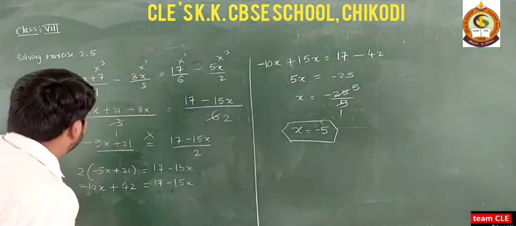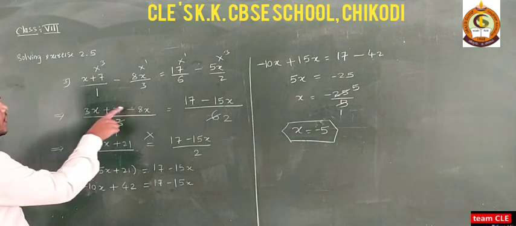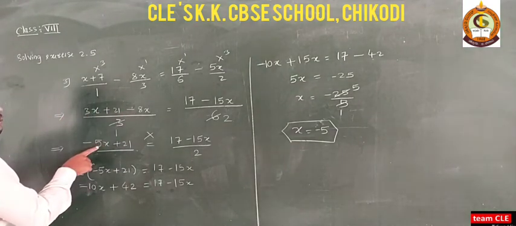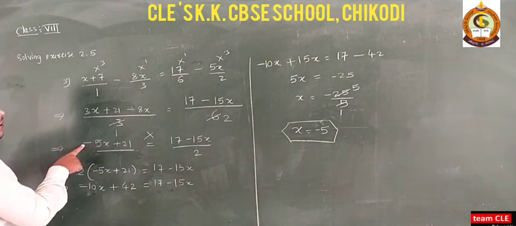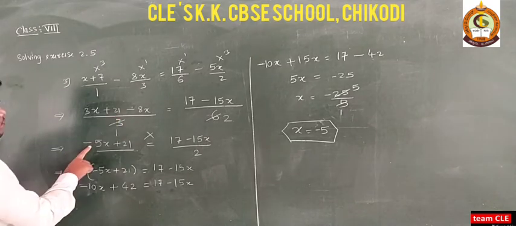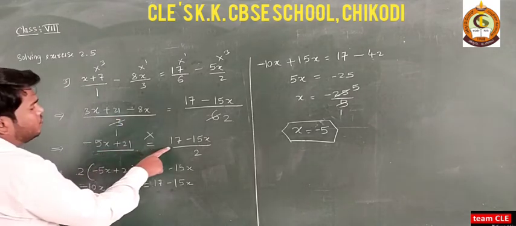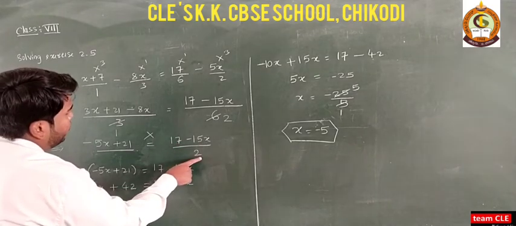Okay dear students, so now see 8x minus 3 is equal to 5, and this is minus 5x, because we have to see the greater number and keep its sign. So this is minus 5x plus 21 is equal to 17 minus 15x by 2.